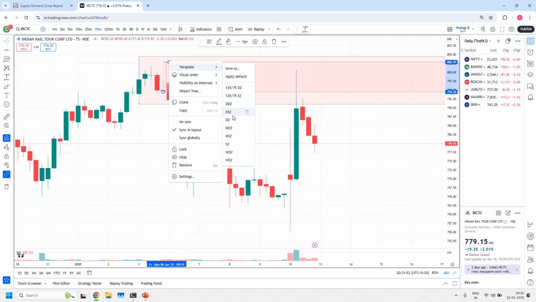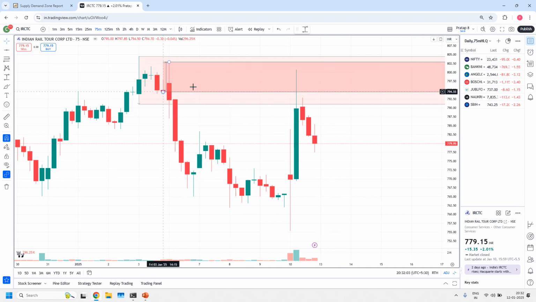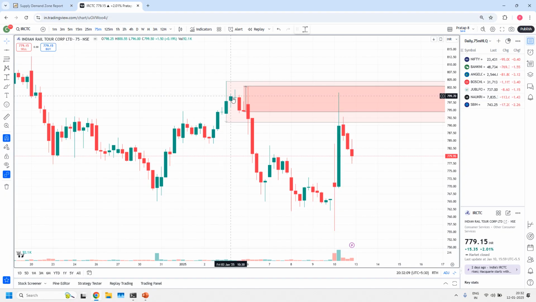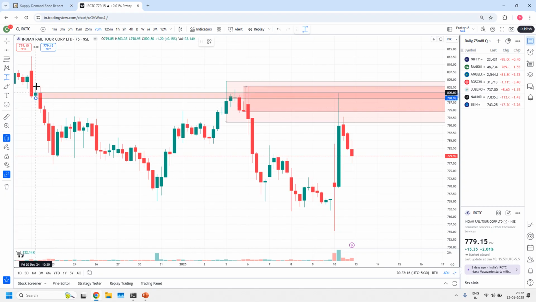This is 75 minutes. Supply zone, fine tuned supply zone. Let me give daily color. Okay, this is a fine tuned 75 minute zone. And this is the area again you need to, and not only that, this is having a drop base, a drop is also there as a 75 minutes horizon.